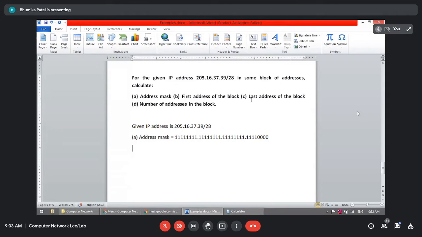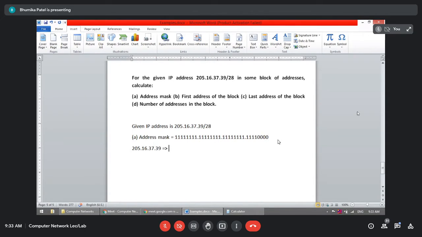To find the first address, we have to perform just the logical AND operation between the subnet mask and the given IP address, right? We have to perform the binary logical AND between this subnet mask and the given IP address. So first of all, we have to convert this IP address into binary. I'm just taking this IP address. What would be the binary?